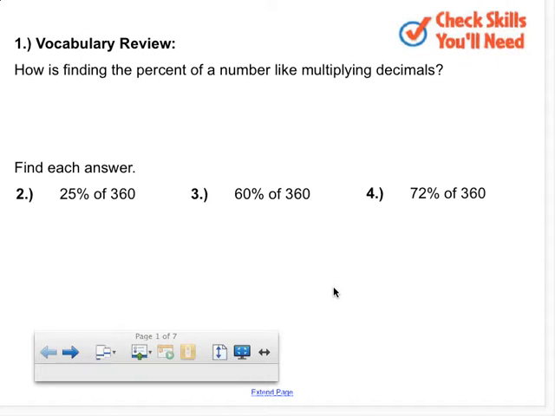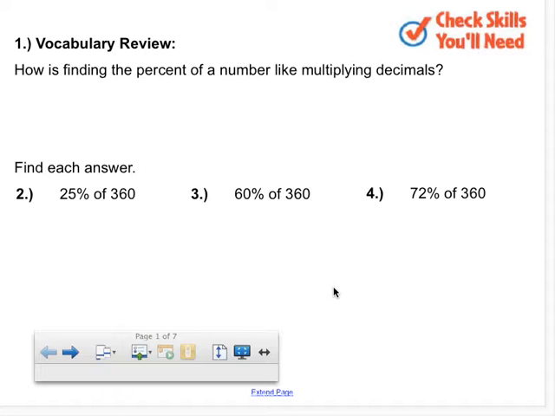Okay, this is second semester math 7, lesson 10. Tomorrow we have a quiz. Vocabulary review. How is finding the percent of a number like multiplying decimals? Who's got that question? How is finding the percent of a number like multiplying decimals?